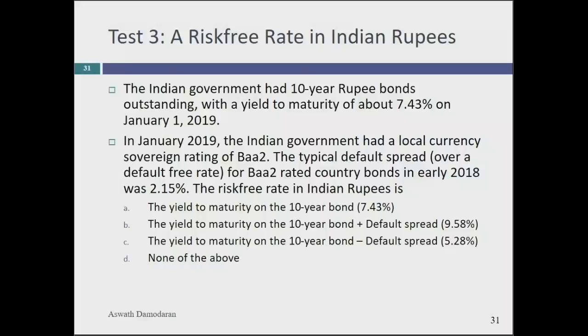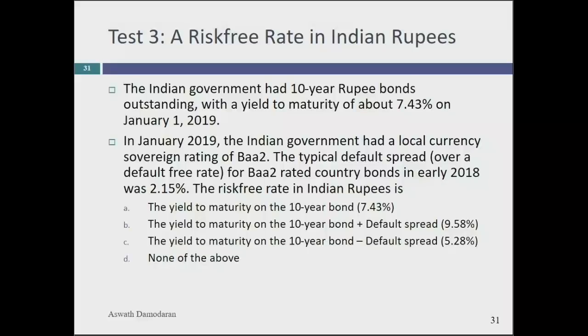The Nigerian government bond rate was 15.5% in Naira. The Nigerian government had an awful rating. The default spread for the Nigerian government is about 5%. So let's play along. Let's assume I go with the conventional practice, using the government bond rate as my risk-free rate. I'm going to start with 15.5%, right?